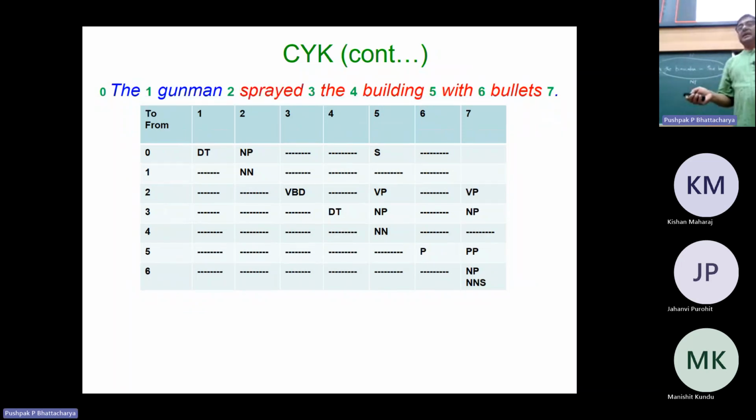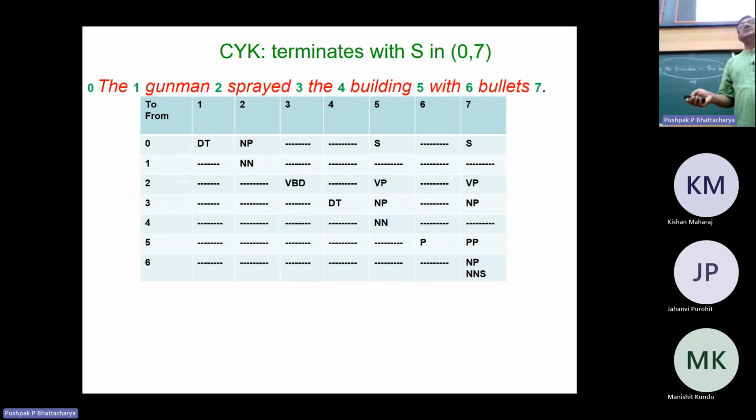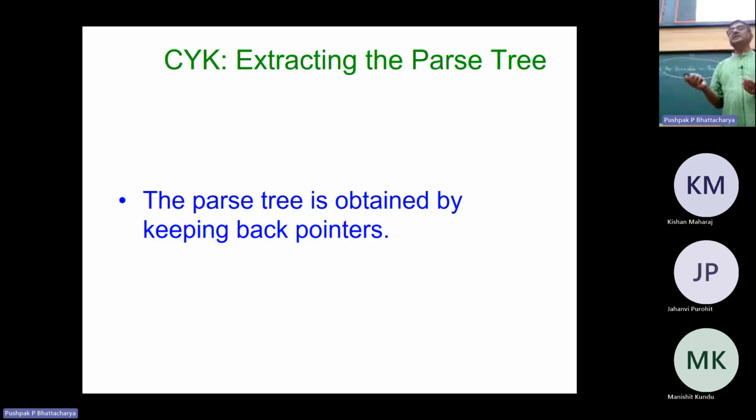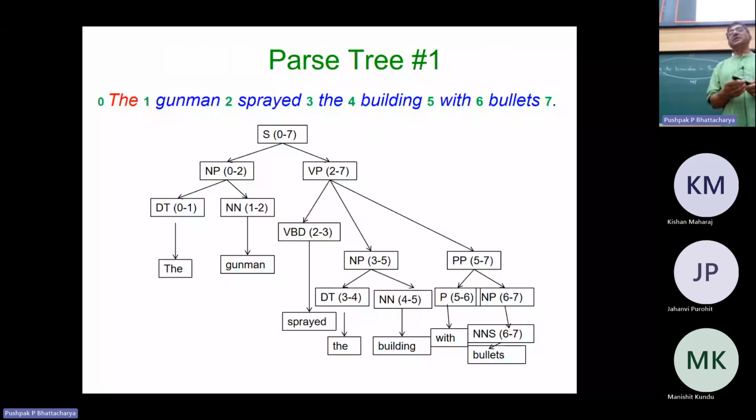But I can find a noun phrase between 3 and 7. The building with bullets. Then I do not find anything between 1 and 7, but I find S between 0 and 7. Okay. So this completes the parse. And from the table, I can construct the parse tree. So between 0 and 7 I have S, I have an NP between 0 and 2. Between 0 and 1, I have a DT. Between 1 and 2, I have a noun. The gunmen is resolved. Between 2 and 7, there is a verb phrase.